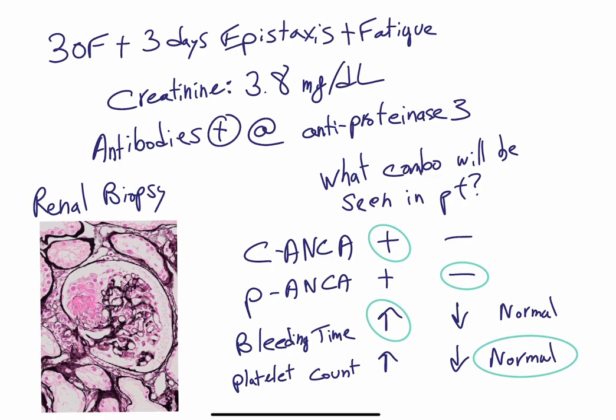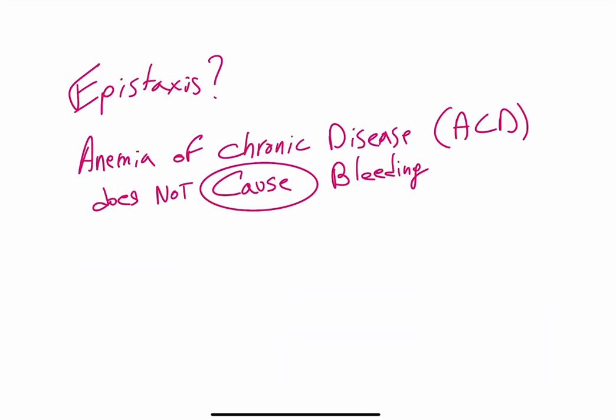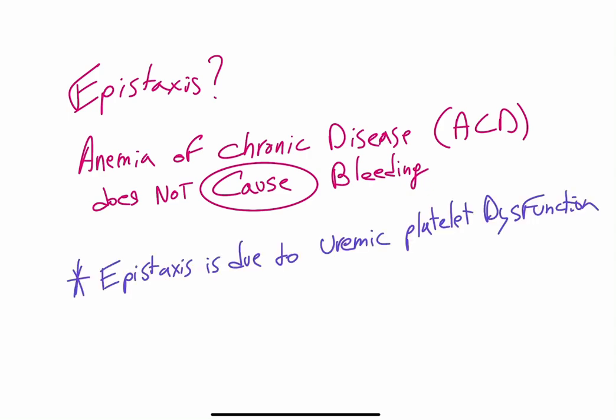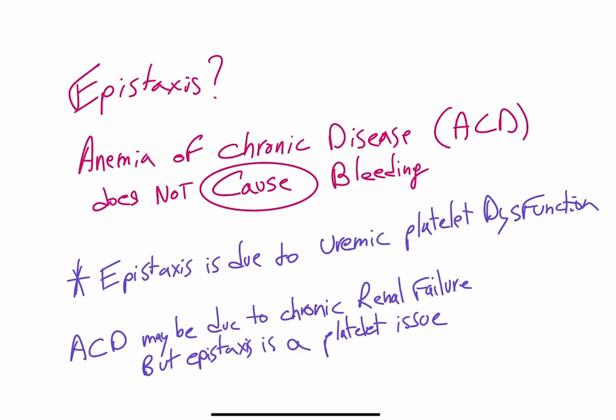Now, in the case of this epistaxis, what is the cause? The common misconception is that the patient has low hemoglobin. It must be anemia of chronic disease. In theory, that is possible. But remember, anemia of chronic disease does not cause bleeding, okay? So this would be a symptom, not a cause. Now, the patient's epistaxis is due to the uremic platelet dysfunction, not anemia of chronic disease. Now, the patient may have anemia of chronic disease due to the chronic renal failure, but the epistaxis is a platelet issue, not an anemia issue. This is important to distinguish. You have to be clear on this.